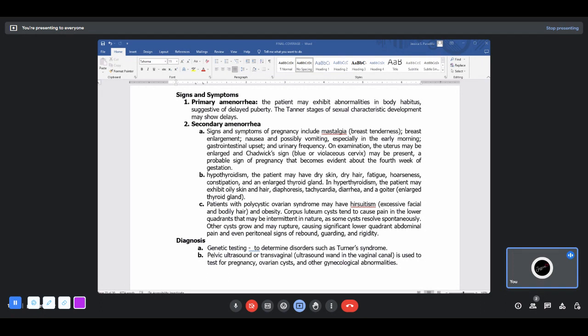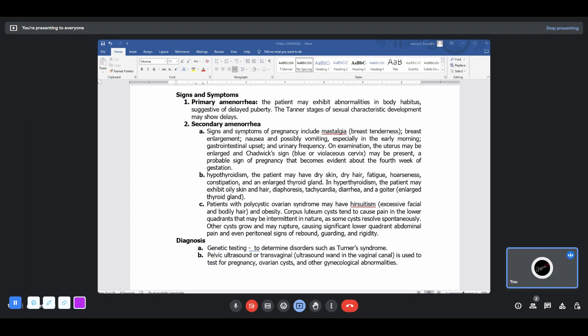For the hypothyroidism, the patient may have dry skin, dry hair, fatigue, hoarseness, constipation, and an enlarged thyroid gland. Sa hyperthyroidism naman, okay, the patient may exhibit oily skin and hair, diaphoresis. There is also tachycardia, diarrhea, and also goiter. Yun yung enlargement of the thyroid gland. Yun yung mga symptoms natin.